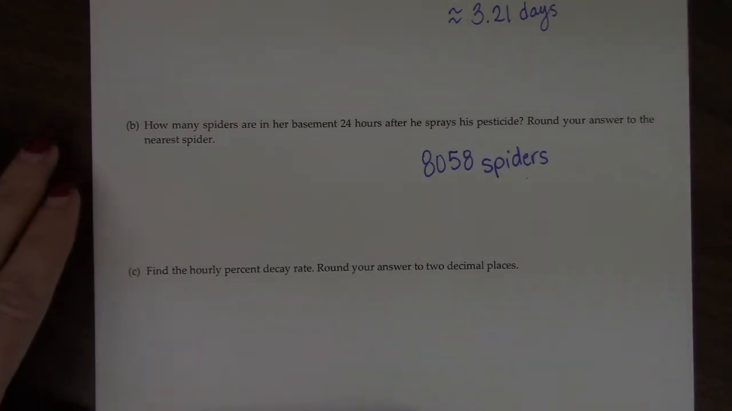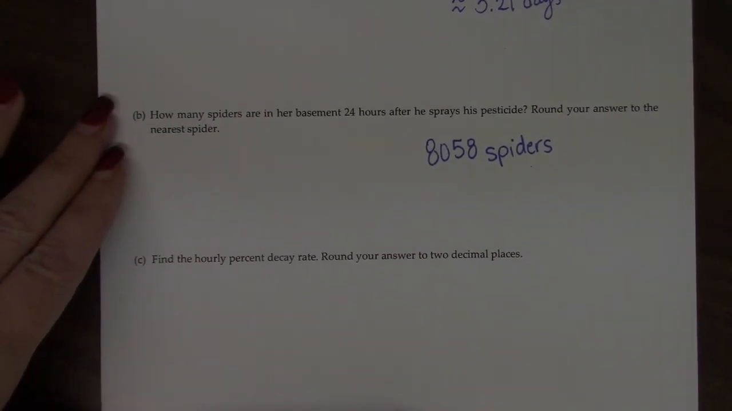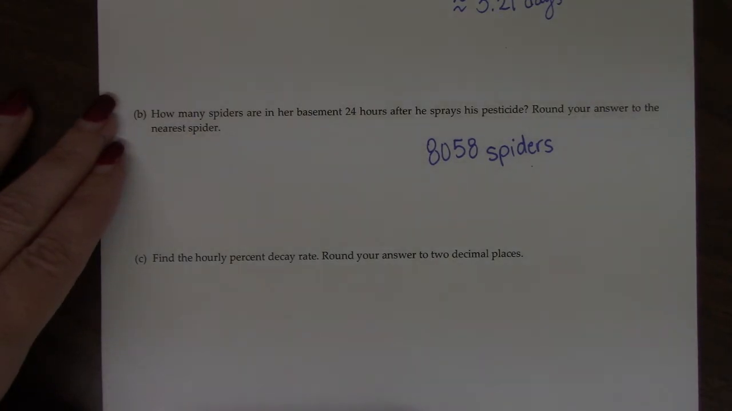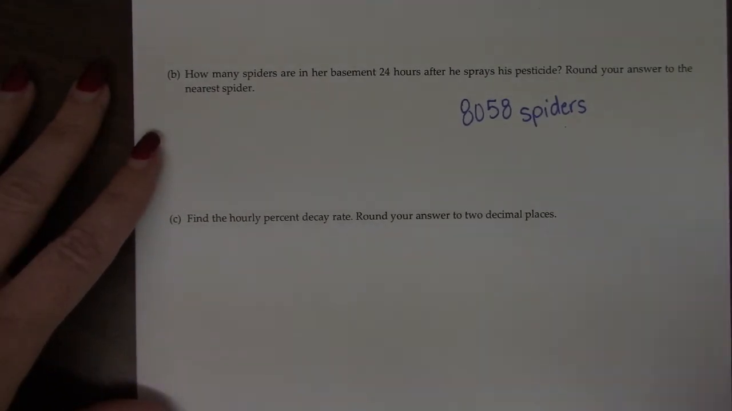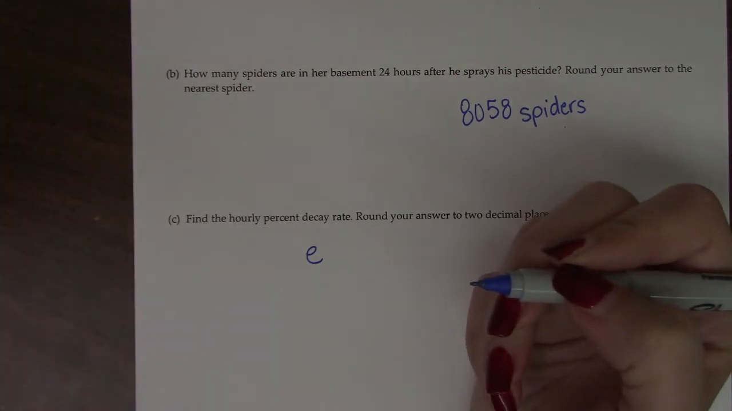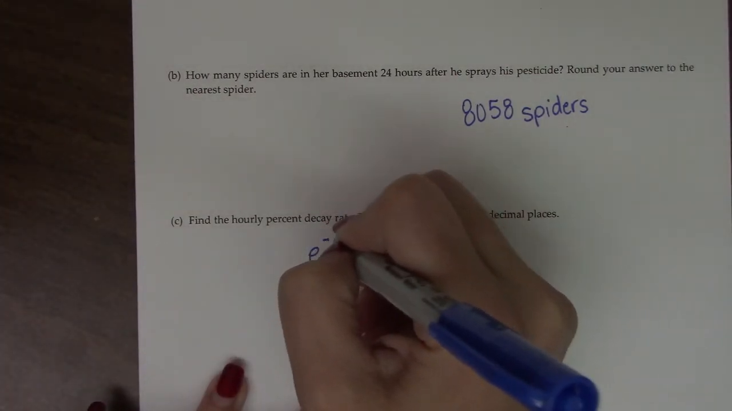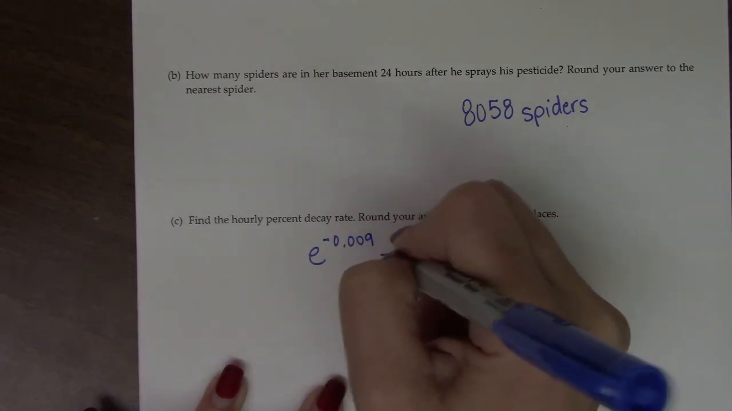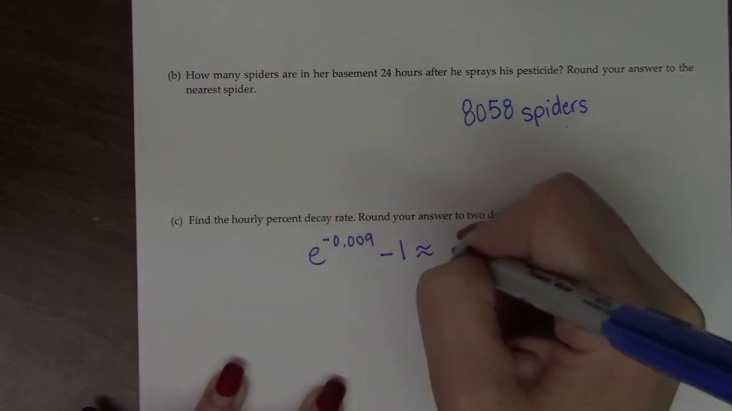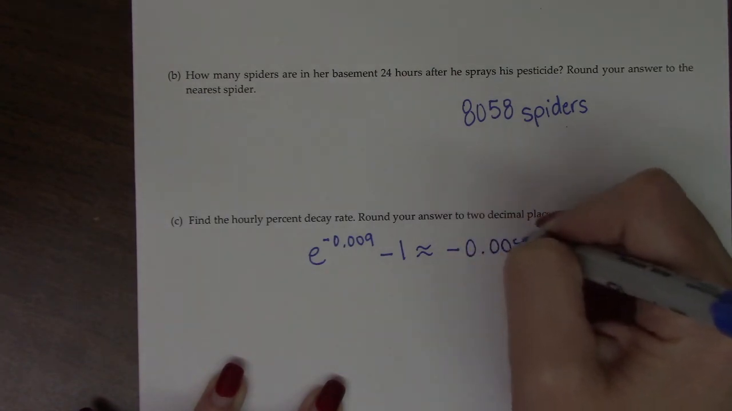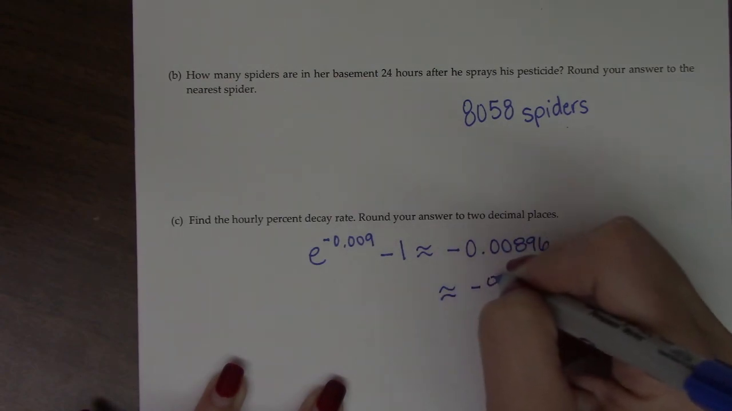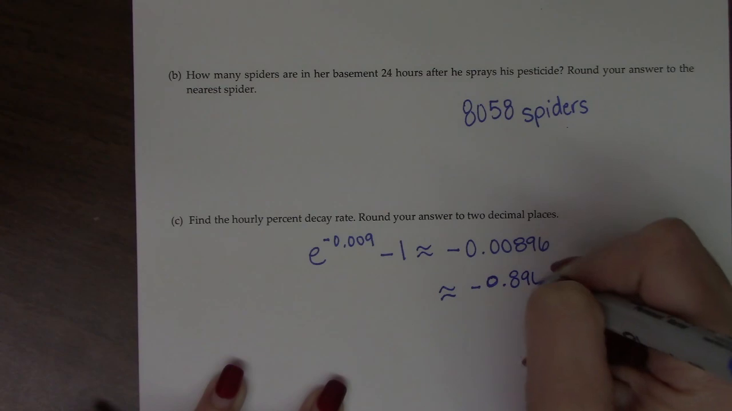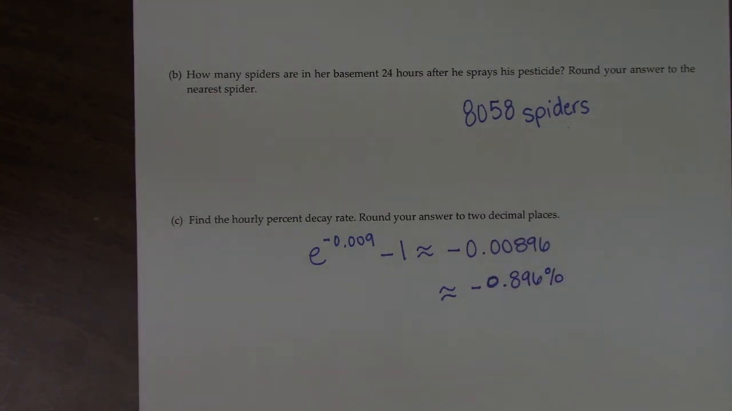Find the hourly percent rate and round it to 2 decimal places. So we want to know how many spiders are dying every single hour. Since we're measuring the time in hours, that's the same as the effective yield rate. So it's just e to the negative 0.009 minus 1. And that gives you negative 0.00896. If we convert that to a percent, that's negative 0.896%. So every hour it's killing just a little bit less than the overall kill rate.